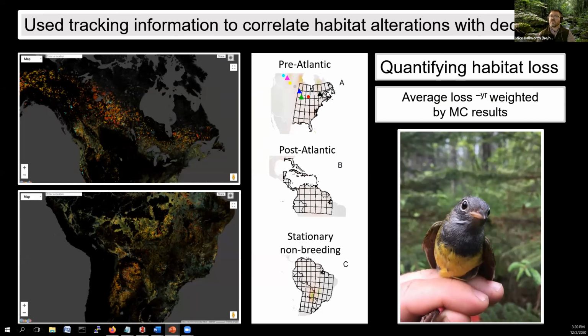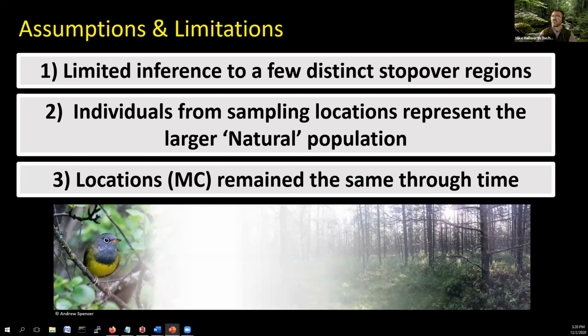Again, these are 500 by 500 kilometers. We used both the uncertainty in location estimates from light level tags and the uncertainty in the migratory connectivity estimate to weight the forest loss across the annual cycle. In that way, we're incorporating both the location uncertainty and the uncertainty in the migratory connectivity metric to get an idea of how habitat loss is influencing the species across its range.